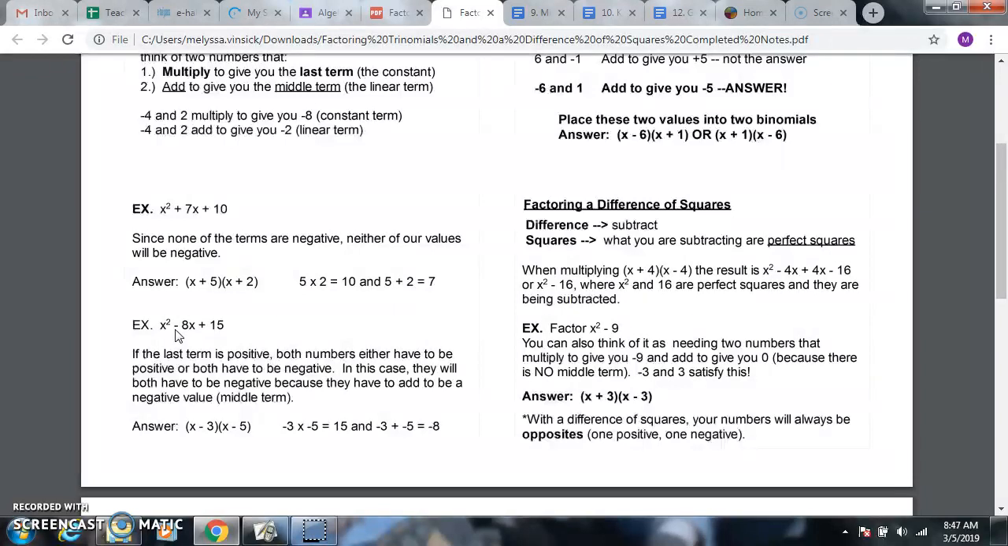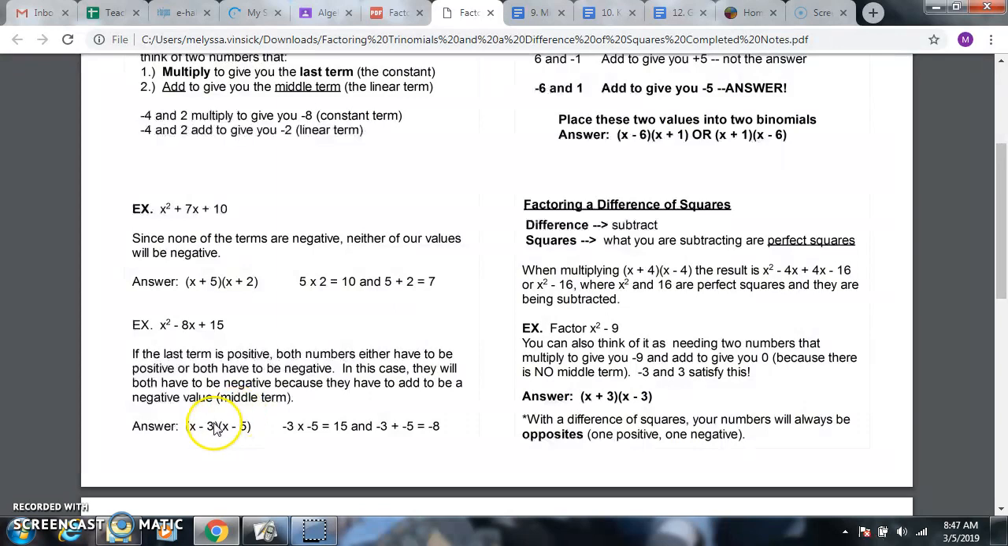So now I just need to figure out numbers that will multiply to give me positive 15, but when I add them will give me a negative 8. Negative 3 times a negative 5 will give me my positive 15. Negative 3 plus a negative 5 will give me my negative 8.